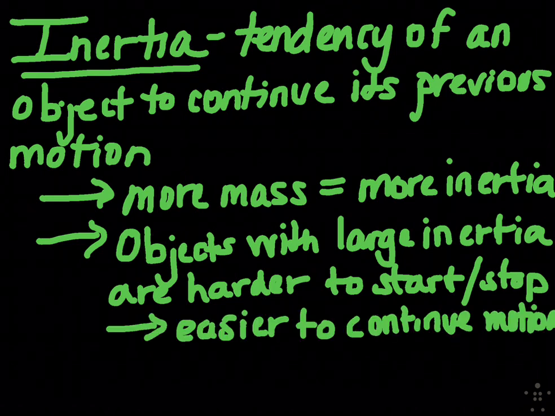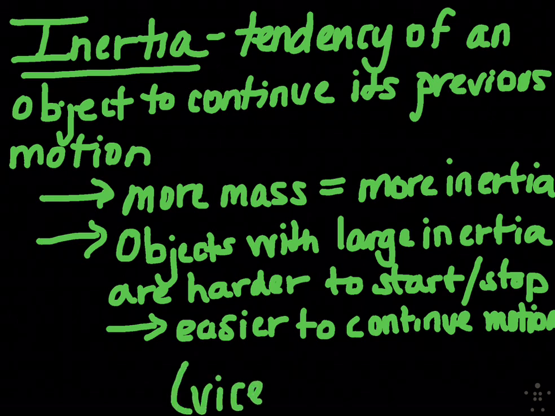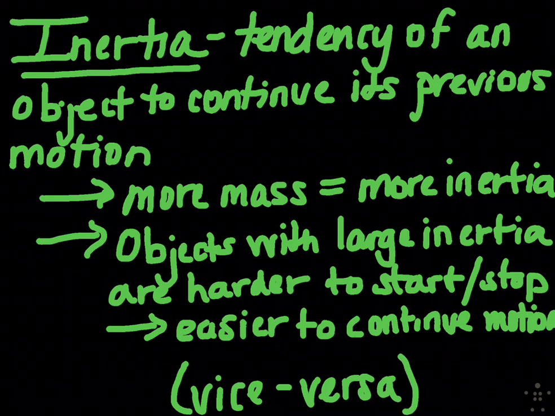These objects with large inertia are also easier to continue their motion. So it's easier to keep them going than it is something with small inertia. The opposite is also true for all of these statements. If you have less mass, you have less inertia. Objects with low inertia are easier to start and stop, and it's harder to continue their motion.